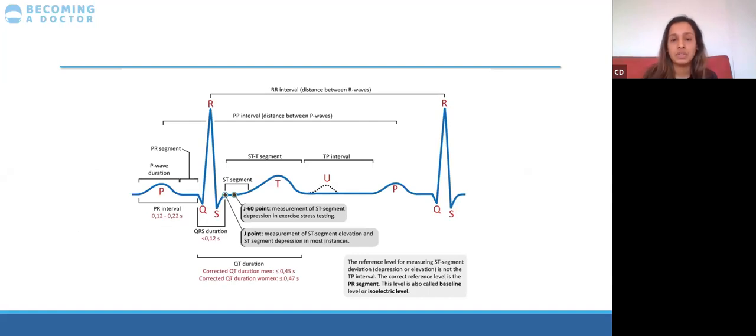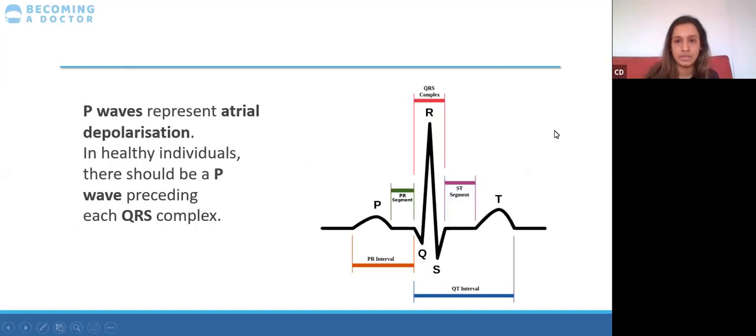So this is a nice representation of everything, which we'll come back to. But what I've used to talk about it is this more simple illustration. So we're going to go through what each wave means. First of all, we've got P waves. This is the P wave, and the P wave represents atrial depolarization.